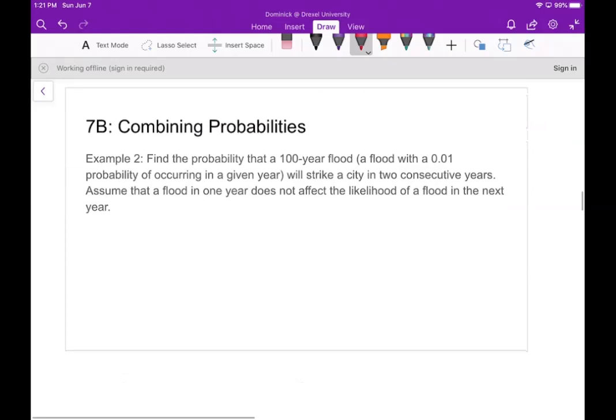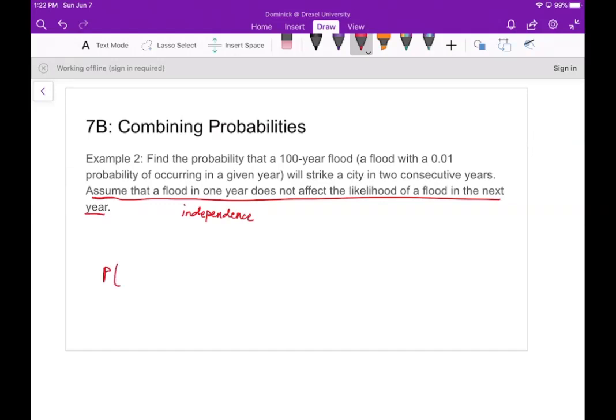All right. As an example, we want to find the probability that a 100-year flood, which is a flood with a 0.01 probability of occurring in any given year, will strike a city in 2 consecutive years. And we'll assume that a flood in 1 year does not affect the likelihood of a flood in the next year. So this sentence here gives us the independence that we need.